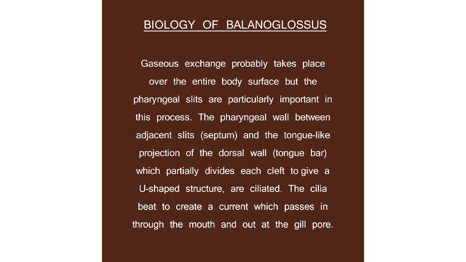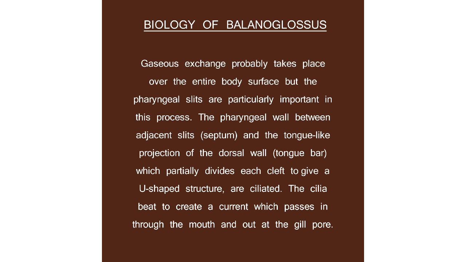The gaseous exchange probably takes place over the entire body surface, but the pharyngeal slits are particularly important for this process. So in Balanoglossus, their body surface is used for respiration, but the pharynx is secondarily used for respiration as well, because the pharyngeal wall between the adjacent slits and the tongue-like projection of the dorsal wall, which partially divides each cleft to give a U shape, are ciliated.